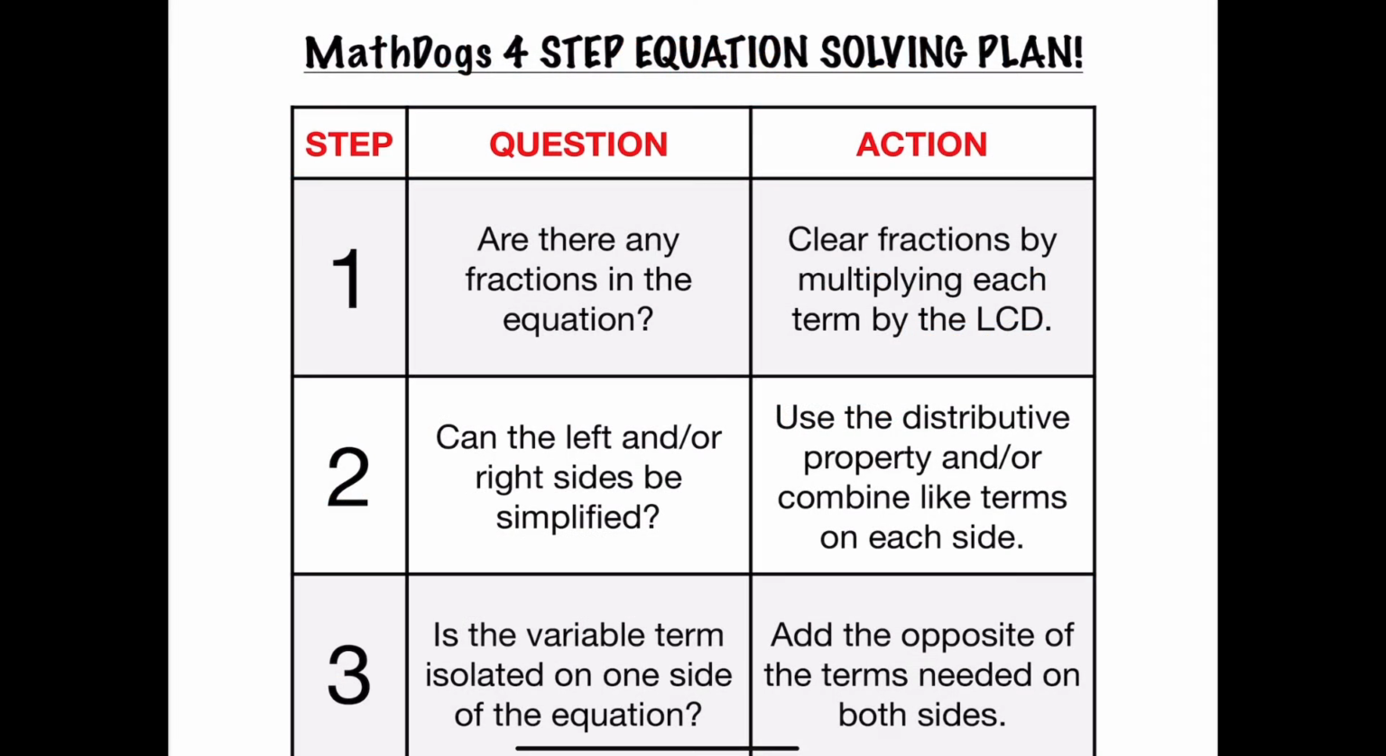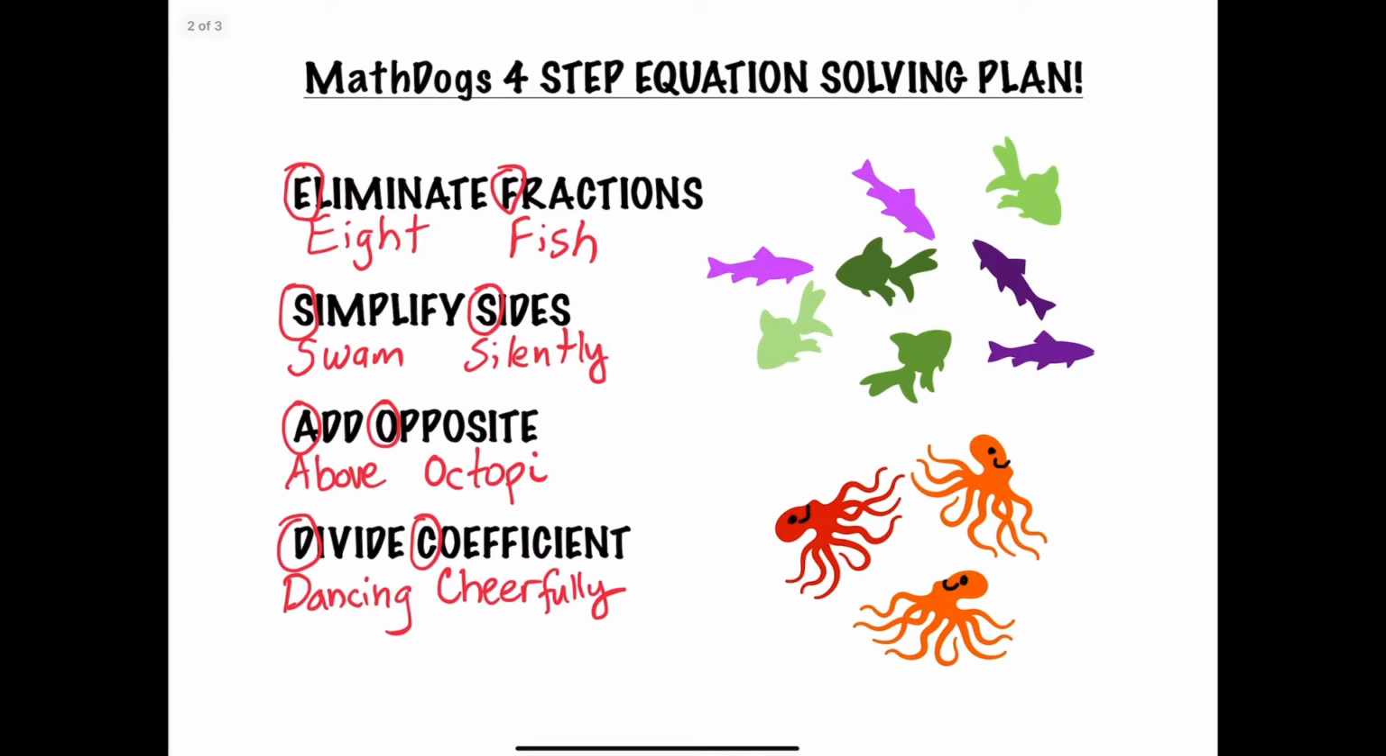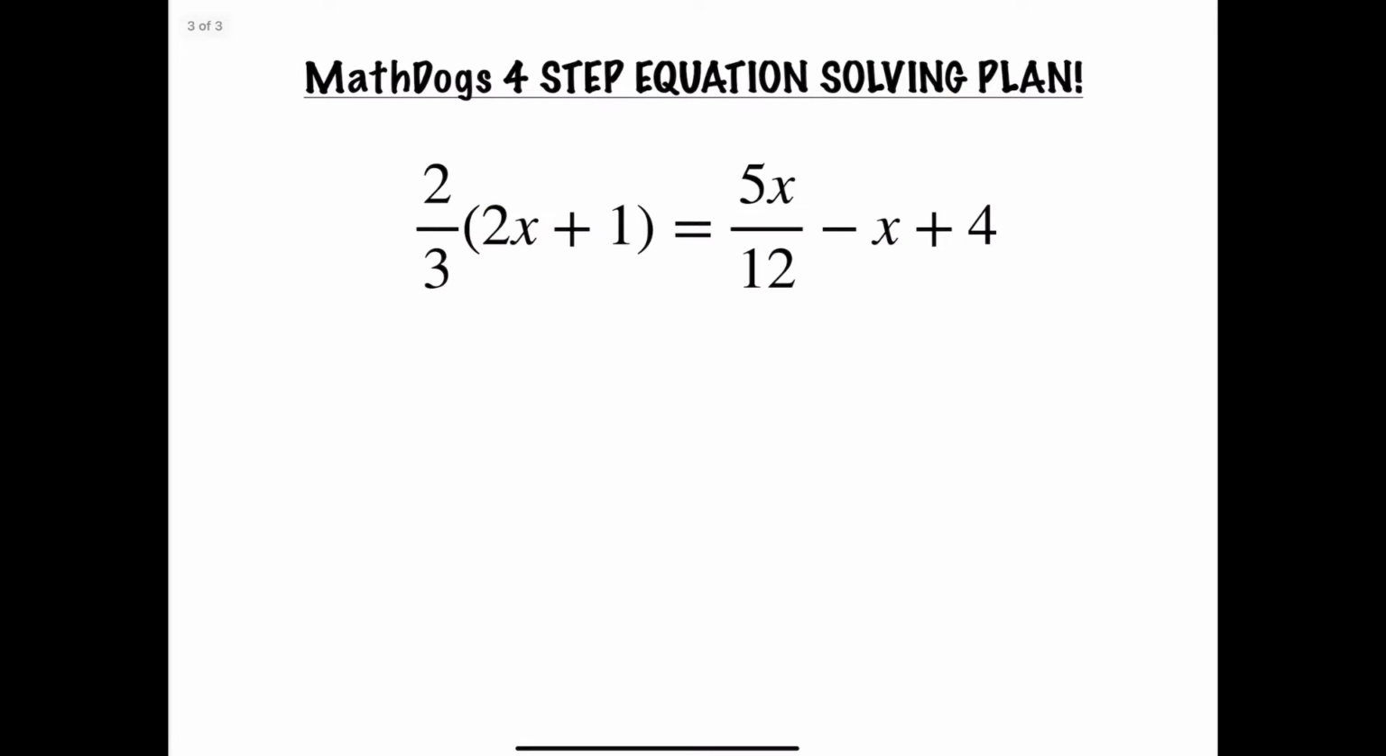Today's topic is a 4-step plan to solve any equation. First, we'll go through each of the 4 steps, question and action. Then, we'll take a look at a quick memory trick to help us remember what those 4 steps are. And finally, we'll apply those 4 steps to an actual equation to see how it works.